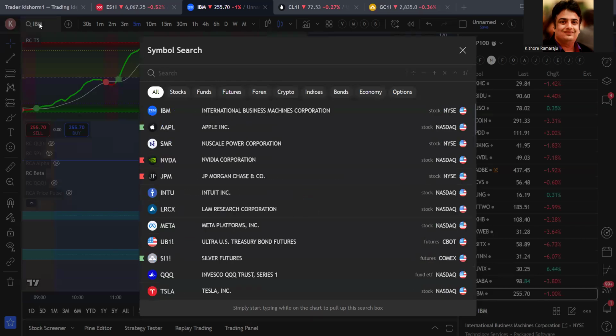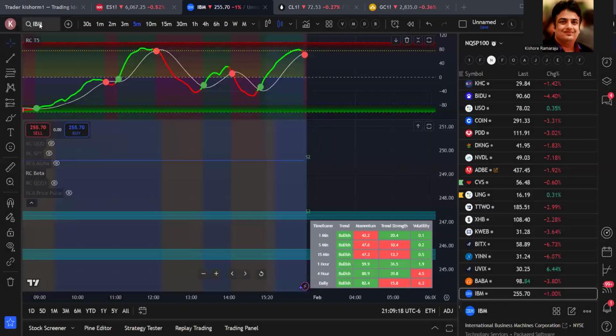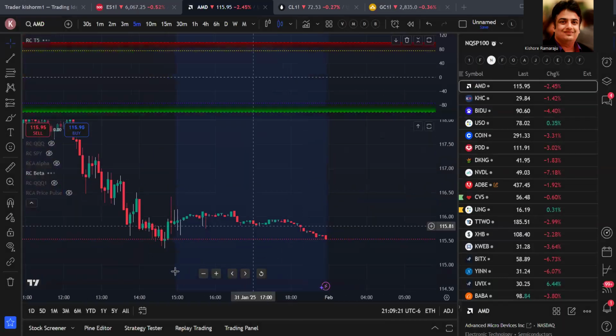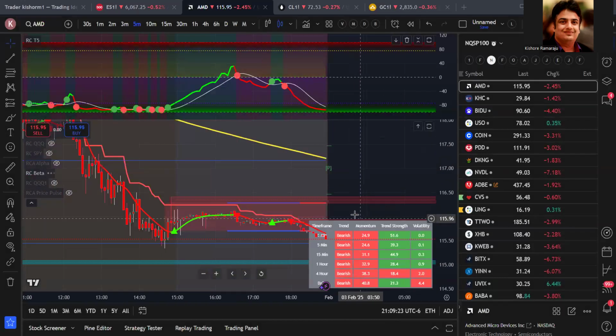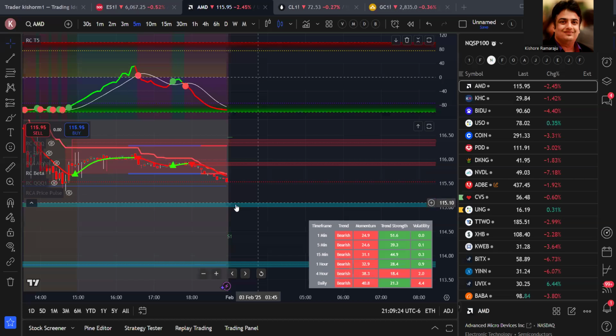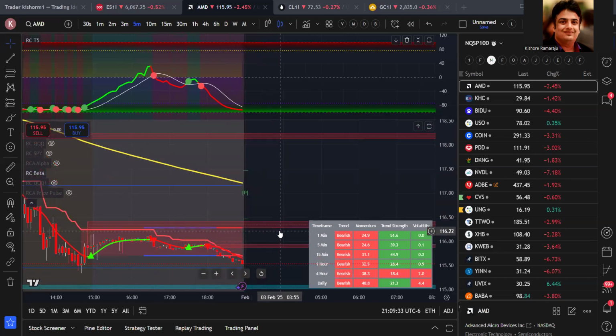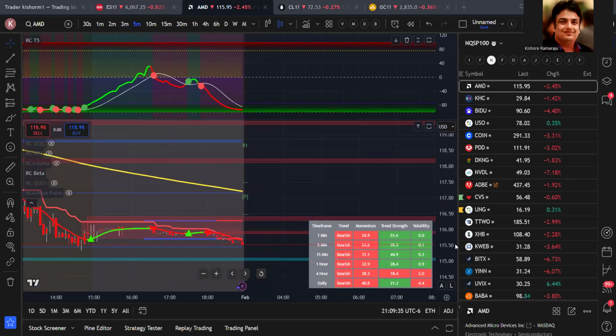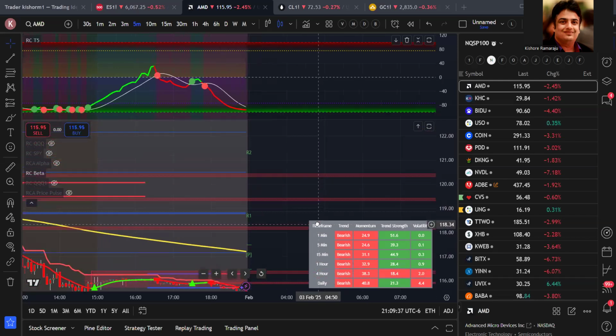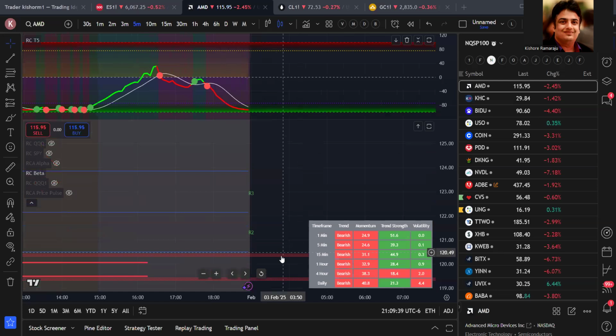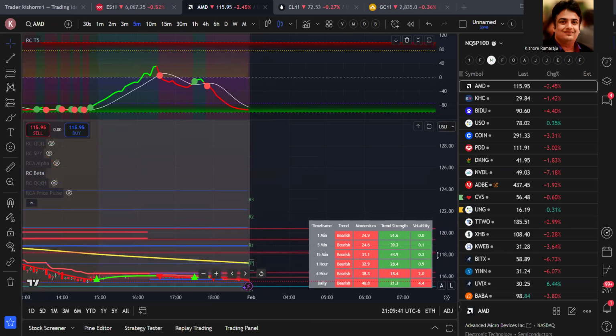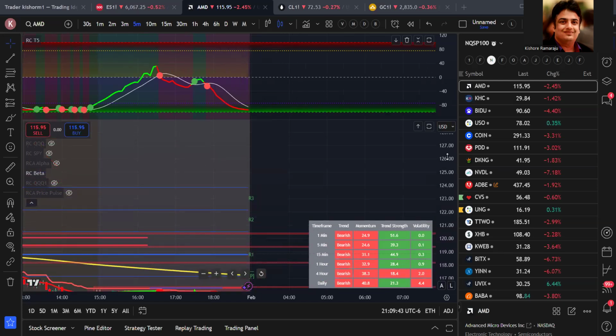Then AMD. AMD is at a bottom now. So if it comes to $115, you have a strong support. From 115, it can easily go to 116.5. If it breaks 116.5, 118. So you have resistance here. If it breaks this 120 level, then yeah, it can move huge.